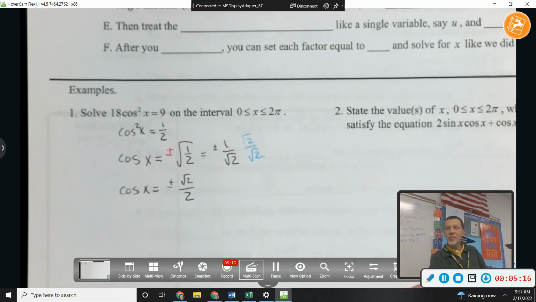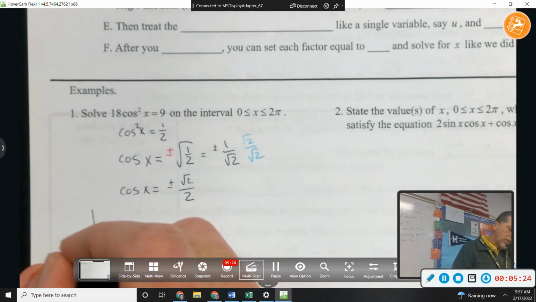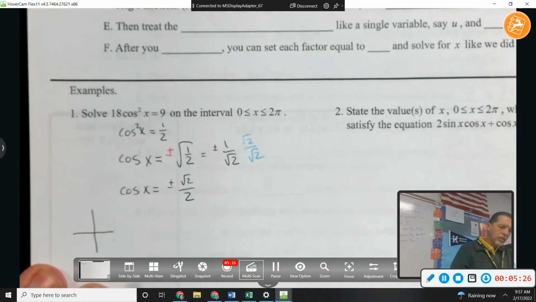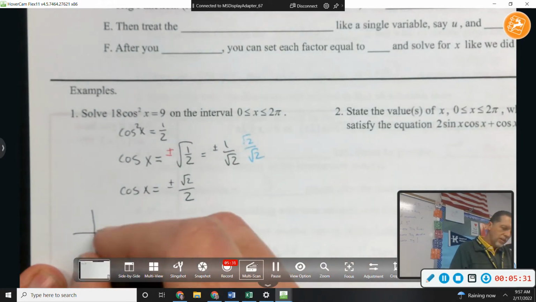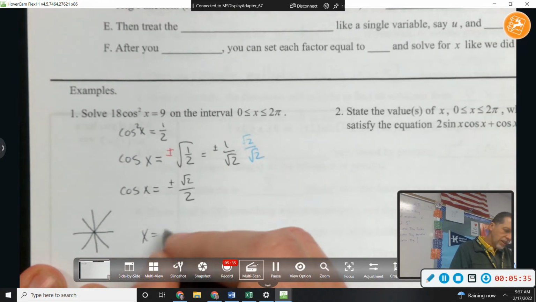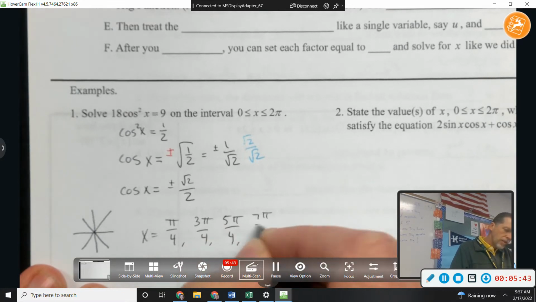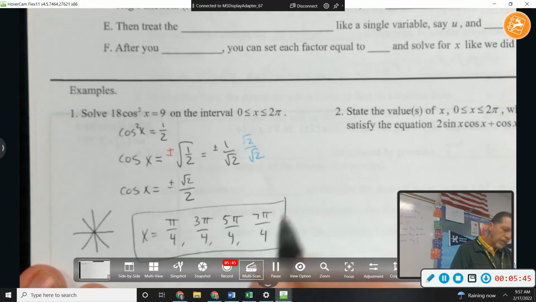And it's plus or minus, so I don't really care what quadrant. I probably shouldn't phrase it like that. It's in all 4 quadrants. But what's the reference angle? What denominator? It would be over 4. All the over 4s. So pi over 4, 3 pi over 4, 5 pi over 4, 7 pi over 4.